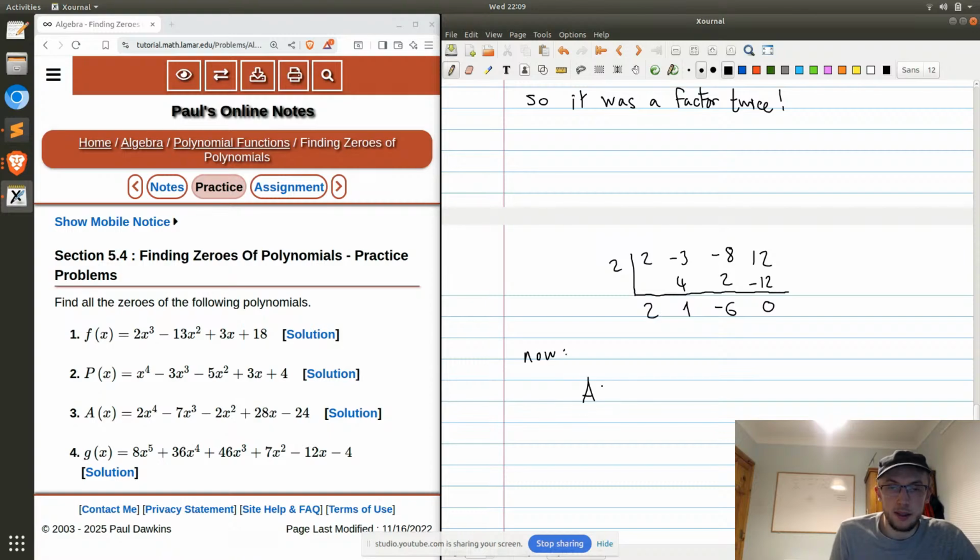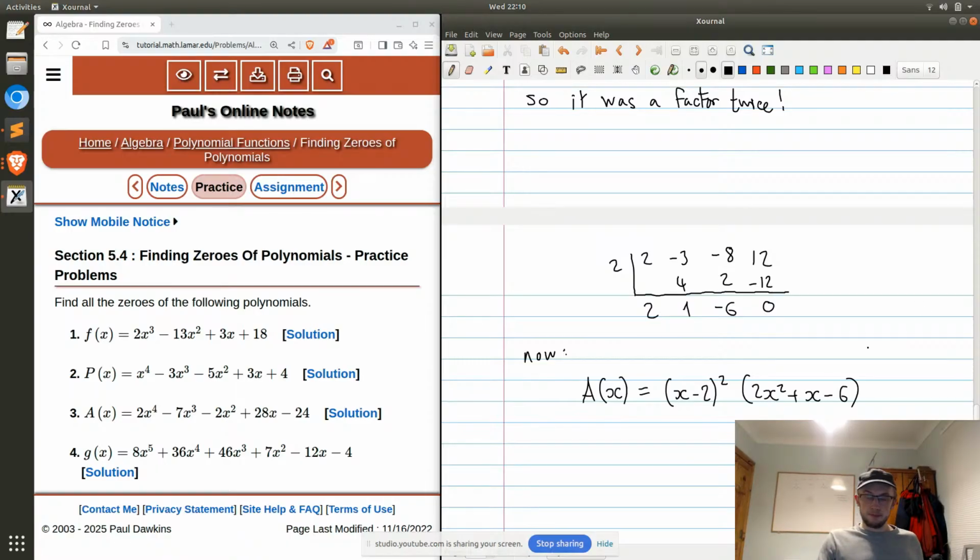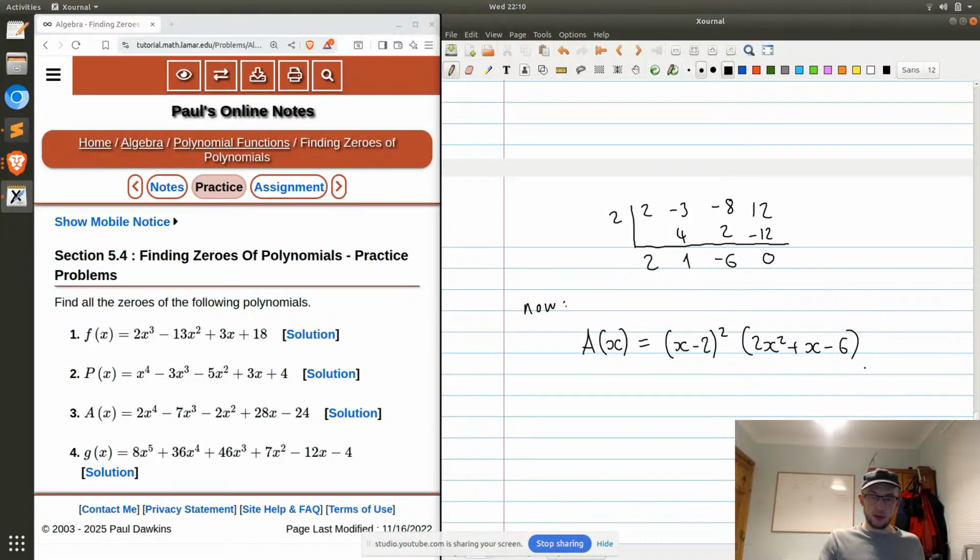Now our polynomial A of x can be written like this. Which is great, because now I just have to factor that quadratic. So I better try. So I'll put 2x there, and x there. And how do I make 1 using this? It will be through 3 and 2. So I add 2 and I take away 3 like that.